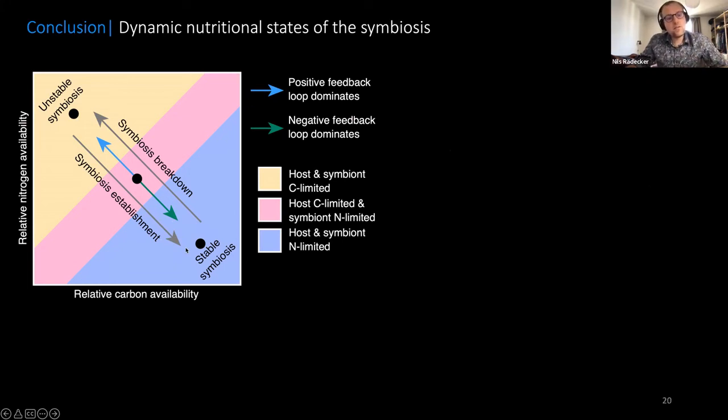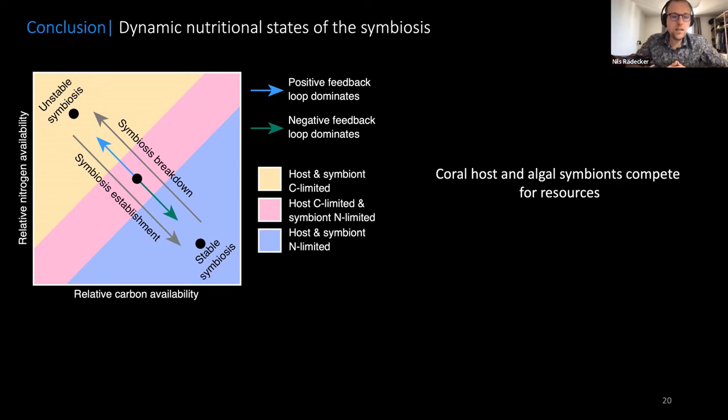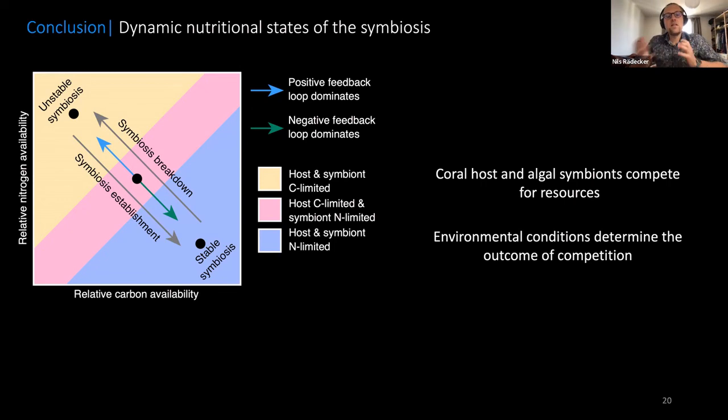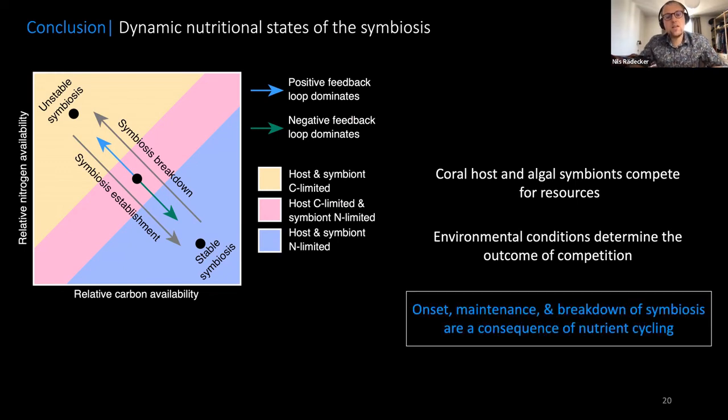So all of this together, there are 3 points I think we need to take home. First of all, clearly the symbiosis is a mutualism, but it arises from the competition for resources between host and symbiont. The relative competitive advantage in the symbiosis is a consequence of environmental conditions. And thereby we can use symbiotic nutrient cycling to explain and predict the onset, the maintenance, and the breakdown of the symbiosis in light of the nutritional status.